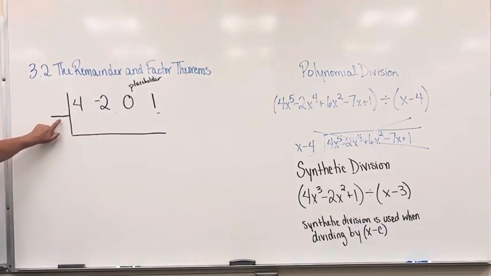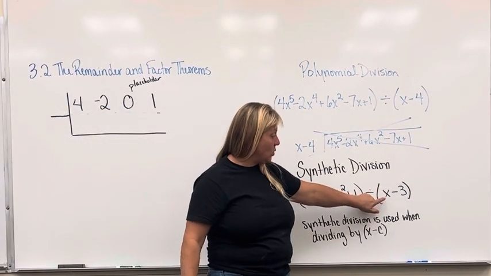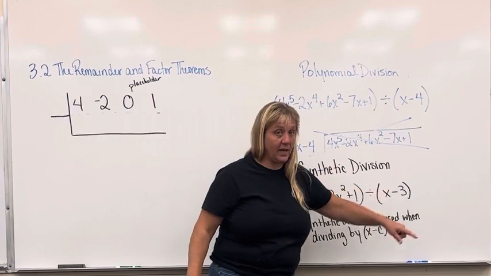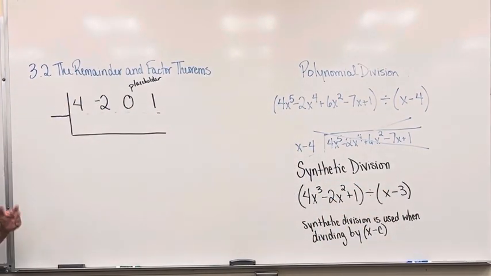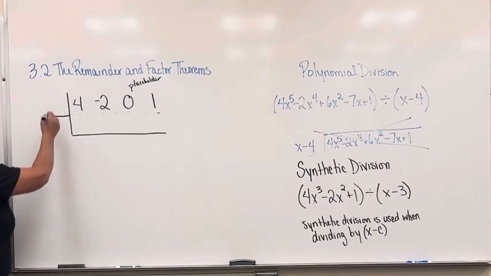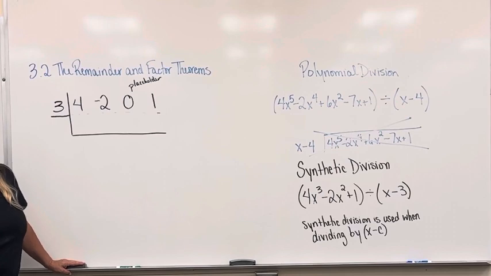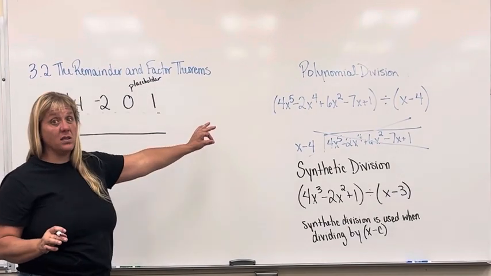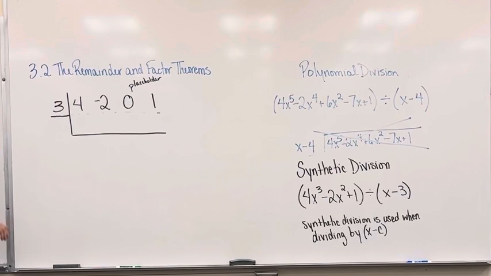Now, out on the shelf, what we're going to do is put the number we're dividing by. So we're dividing by x minus 3, but here's the dealio. We're not going to put minus 3, we're going to flip the sign on it. So we're going to put a positive 3 on the outside. And that is honestly what makes synthetic division so much easier. You might be like, why, who cares? But if anybody's ever done the long division, you'll understand why this is so much nicer in a second.